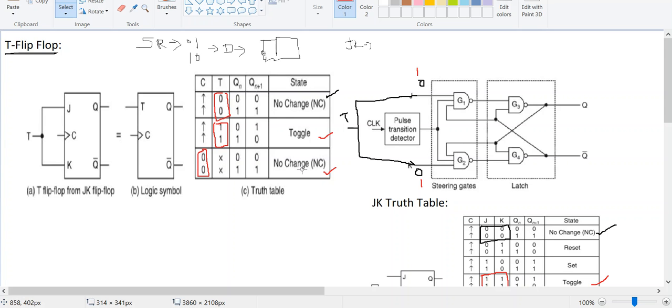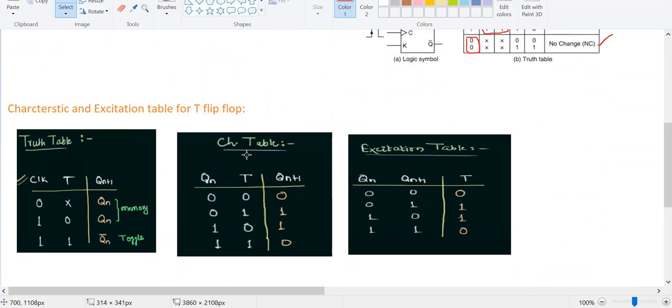It is also Qn. So from this particular truth table, I can remodify it to this type. When T is equal to 0, no change state, I can consider Qn as my no change state. When T is equal to 1, toggle state. Toggle means 0 1 0 1 0 1 like that. Therefore, I can simply state this as Qn complement. And when my clock is equal to 0, irrespective of T, I get my no change state. Therefore, I can have my Qn.